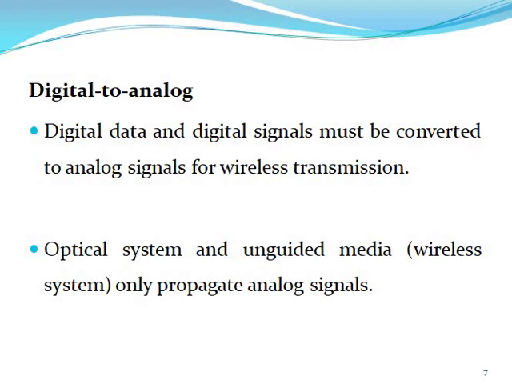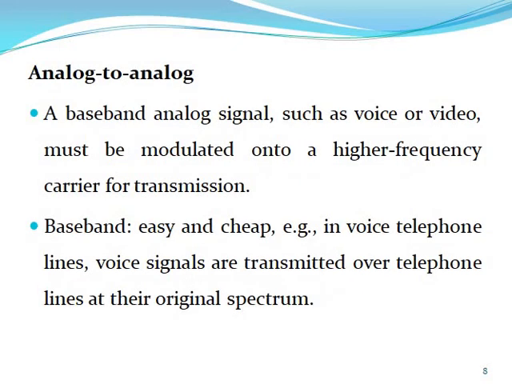Next, analog to analog. The baseband analog signal, such as voice or video, must be modulated onto a high frequency carrier for transmission. So what is baseband? Baseband is easy and cheap. For example, voice telephone line signals are transmitted over the telephone line in their original spectrum. So what is analog to analog?